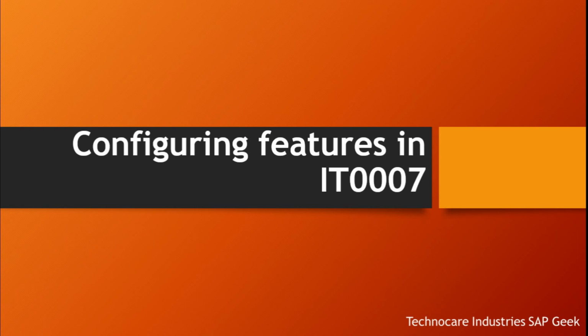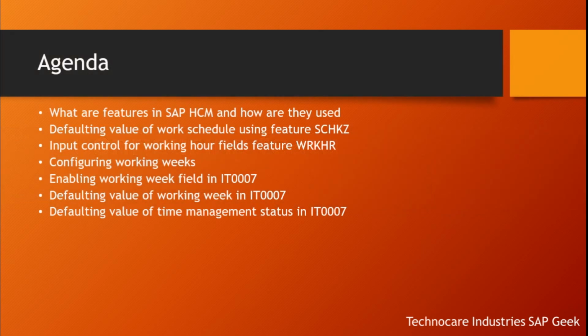This is Anurag and today we'll be seeing configurations of features in InfoType 7. So the purpose of this video is to explain what are features in SAP HCM and how are they used, how we can default value of work schedule using feature SCHKZ in InfoType 7, what is input control for working hours and feature WRKHR, how to configure working weeks, how to enable working week fields in InfoType 7, default value of working week in InfoType 7, and time management status in InfoType 7.